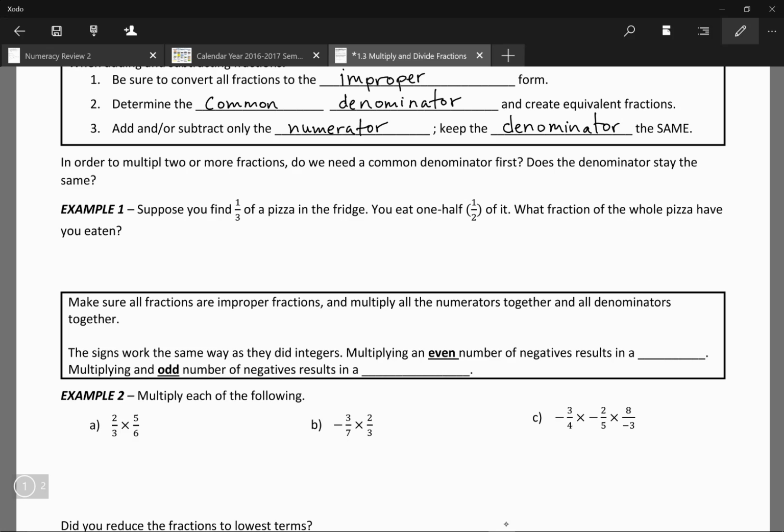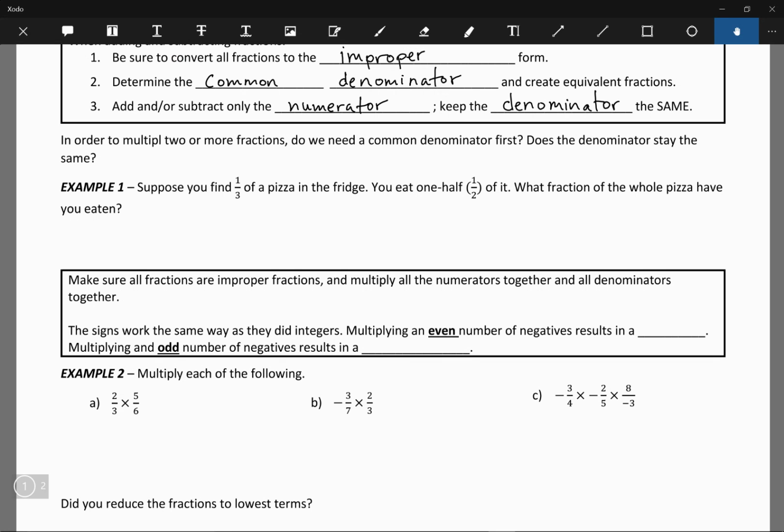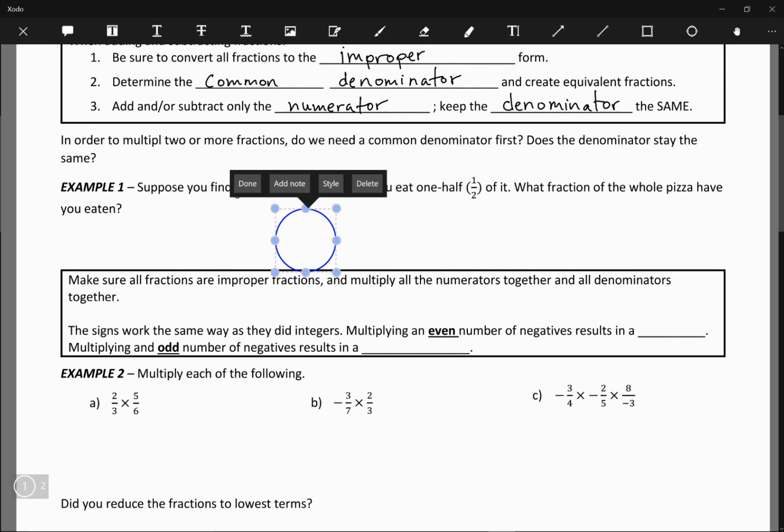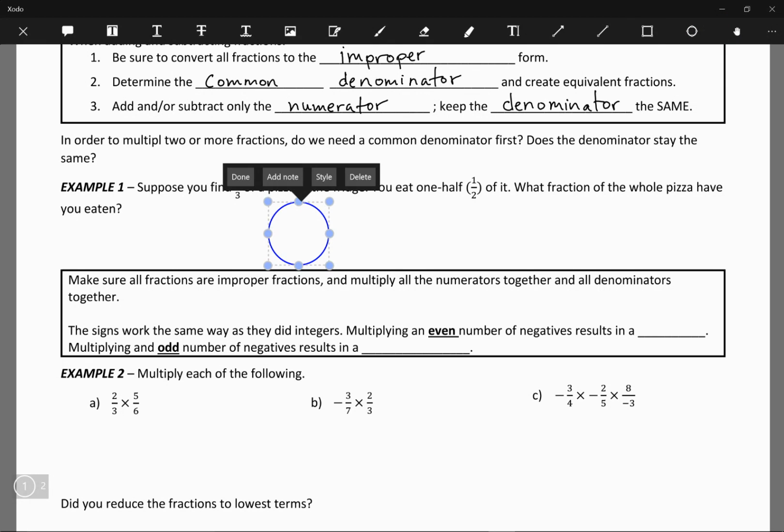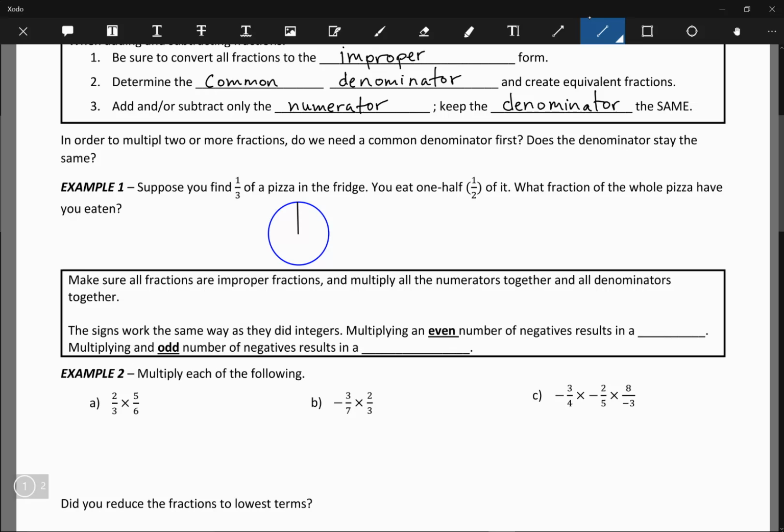Okay, so here I'm going to just draw a circle to represent a pizza. Let me just move that circle a little bit here. And I'm going to divide this pizza into thirds. So it's a fairly good representation of that. Now, we take a third. Let's say we take the bottom third down here.